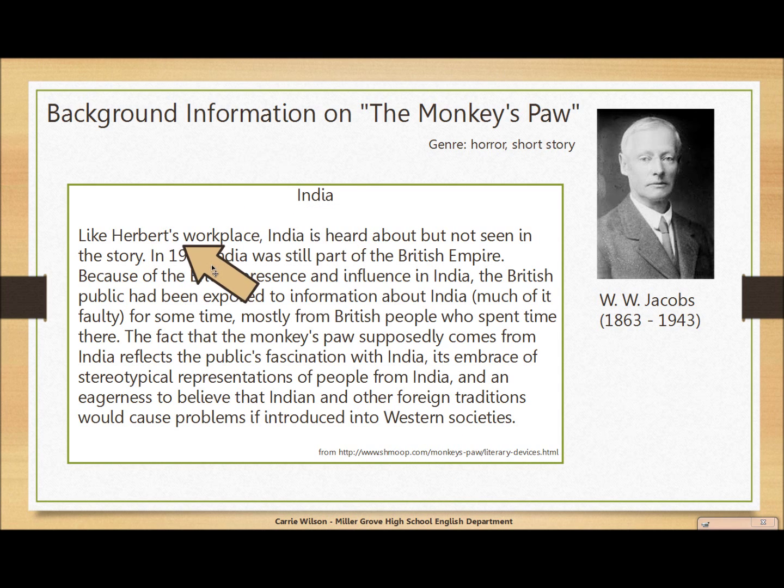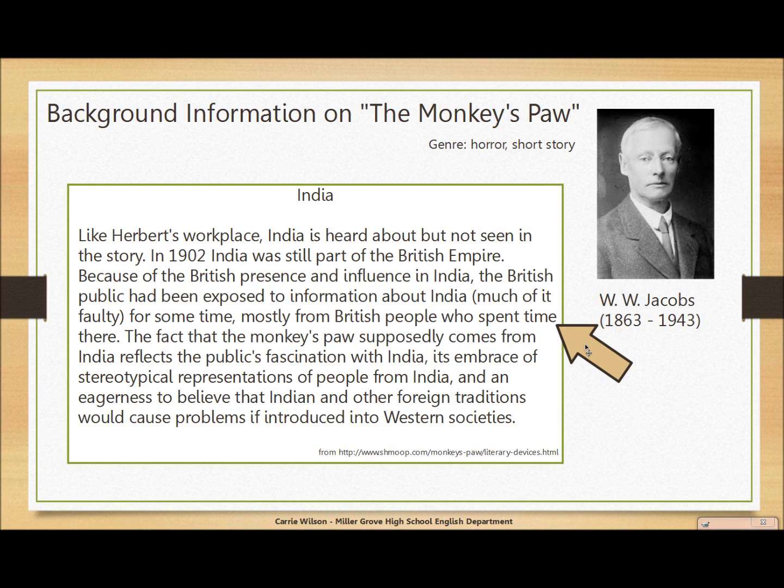About India, it says, like Herbert's workplace, India is heard about but not seen in the story. In 1902, India was still part of the British Empire. See the additional resources for information on the British Empire and its influence on Indian culture. Because of the British presence and influence in India, the British public had been exposed to information about India, much of it faulty or untrue, for some time, mostly from British people who spent time there.